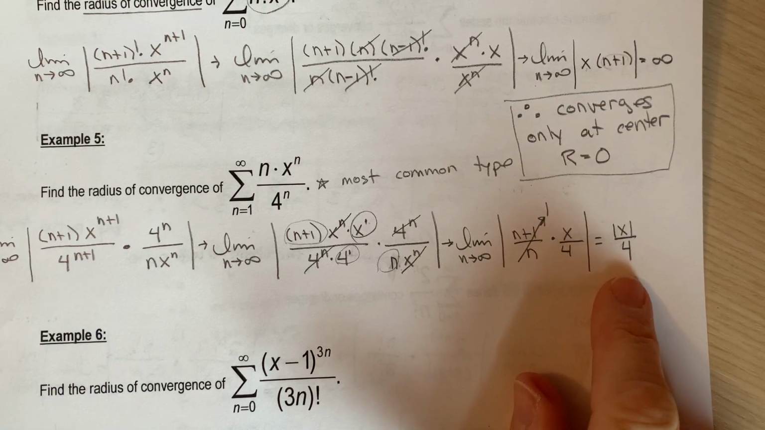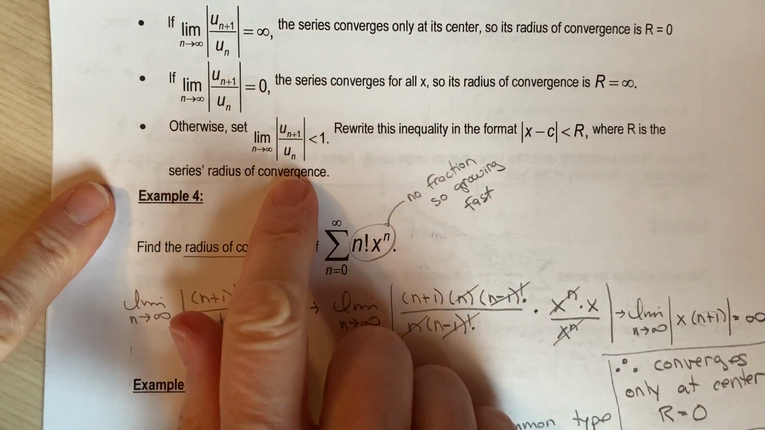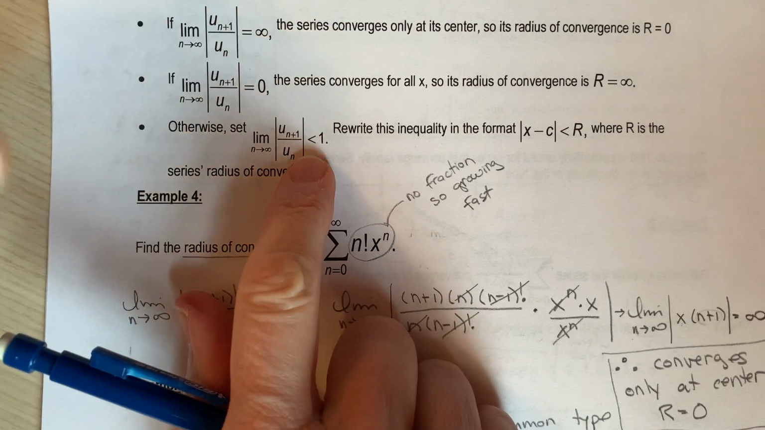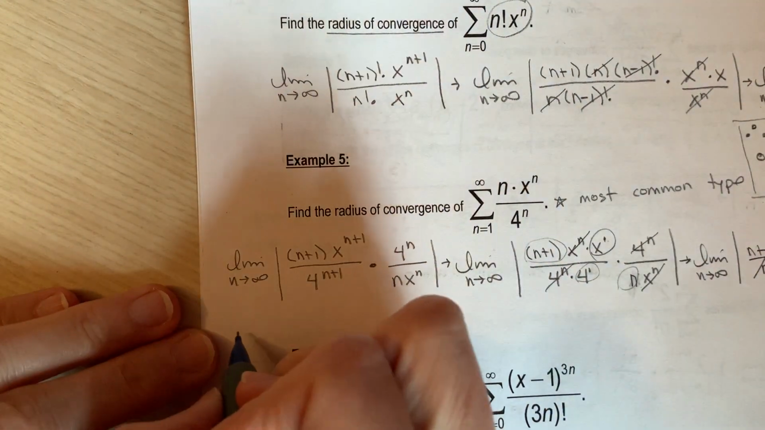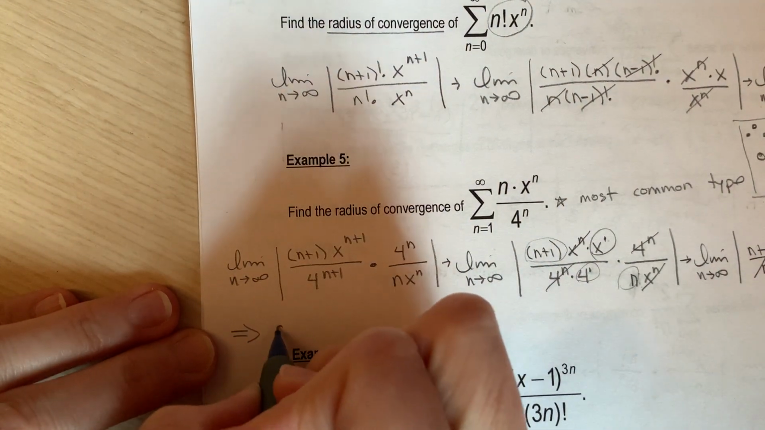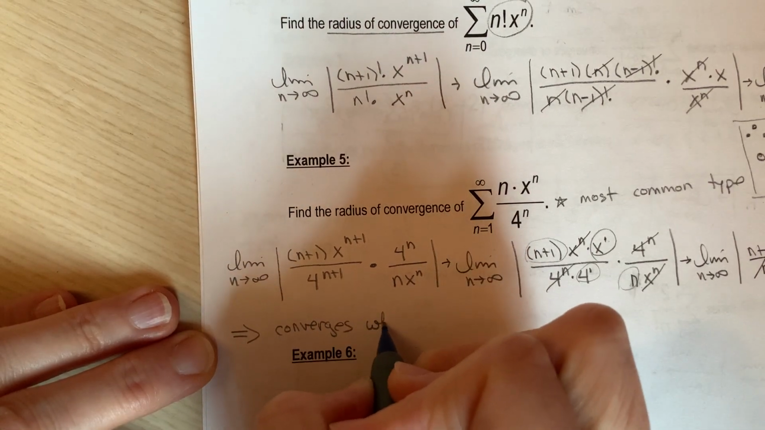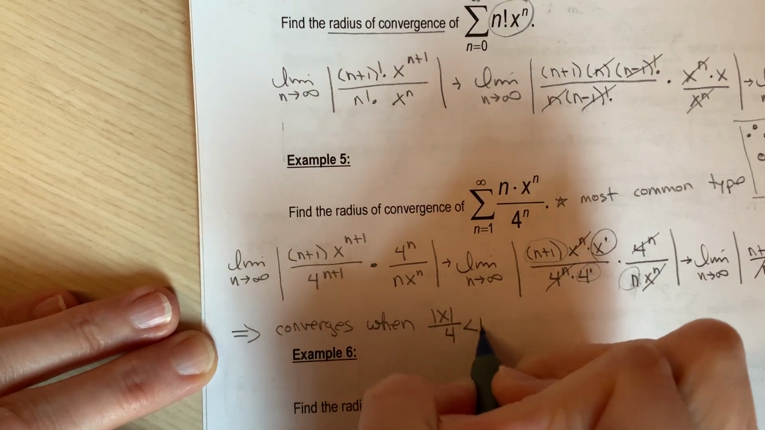So this tells you it converges when this is less than 1. So this is like case 3 up here. So you get a limit, and you're saying it will converge when that limit is less than 1. So I'm going to say this over here. So this implies it converges when absolute value of x over 4 is less than 1.